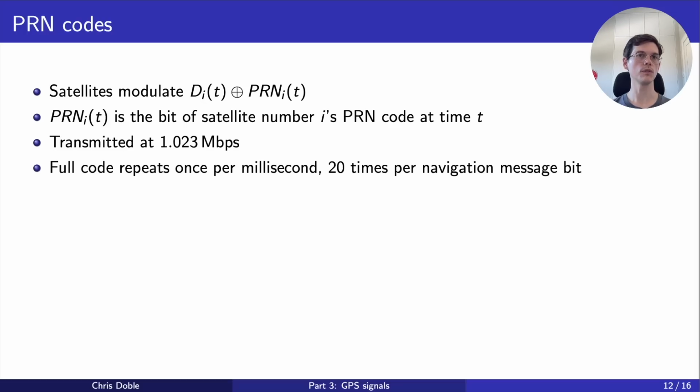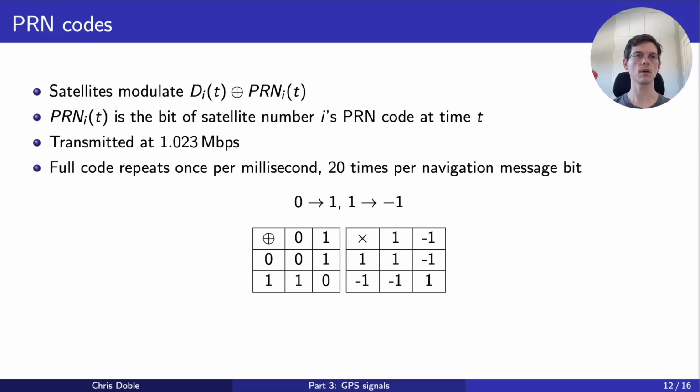We'll talk about why all of this is useful in a second, but before we do, let's simplify our notation a little. Remember how we mapped bits of the navigation message based on how they affected the amplitude of the carrier wave? 0 mapped to 1, and 1 mapped to -1. It turns out that after applying this mapping to 2 bits, the exclusive OR operation is equivalent to multiplication. I've put some truth tables on the screen if you want to pause and check for yourself.